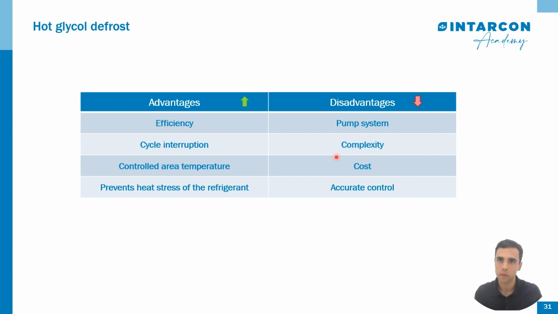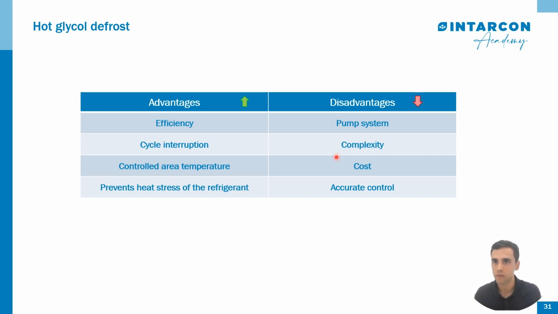On the side of the advantages, hot glycol defrost is efficient and does not interrupt the system operation, as refrigeration can continue while the process is underway. In addition, hot glycol does not affect the temperature in the refrigerated area in the same way as hot air, which can be beneficial in certain temperature-sensitive applications.